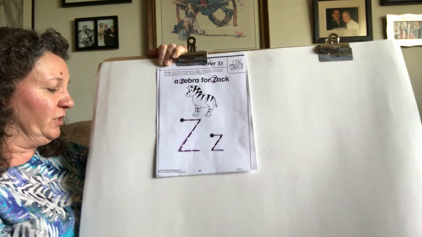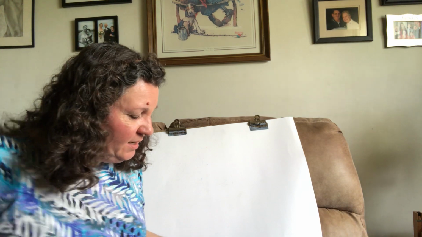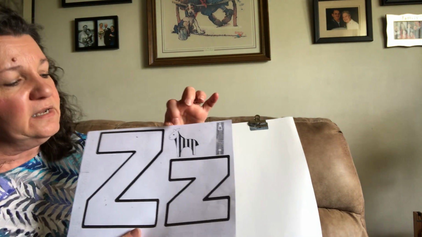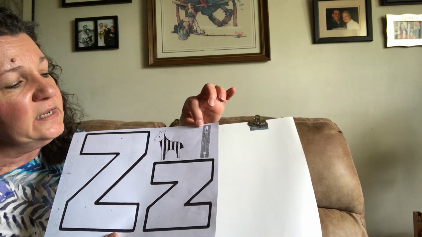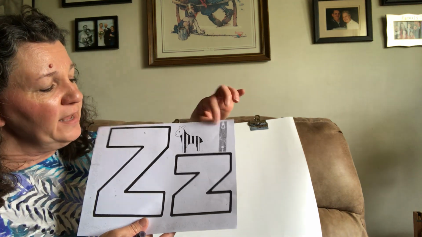So that's the first thing we're going to do. And now we're going to do a different one. Okay, so put this aside. And now we're going to take this paper here, okay? And here we see a zebra, and we see a zipper, okay? Do any of you have any zippers on your clothes today? Okay, so we have zebra and zipper.